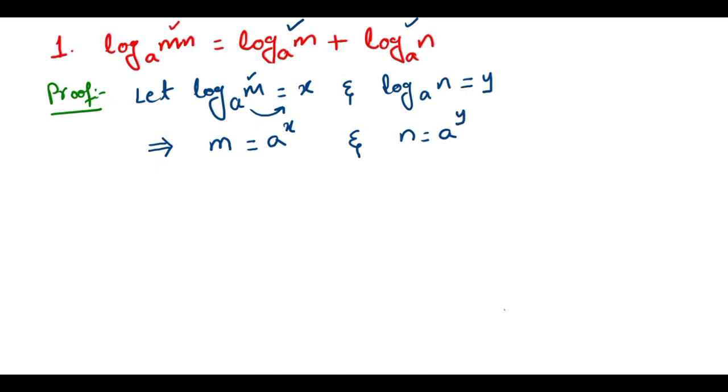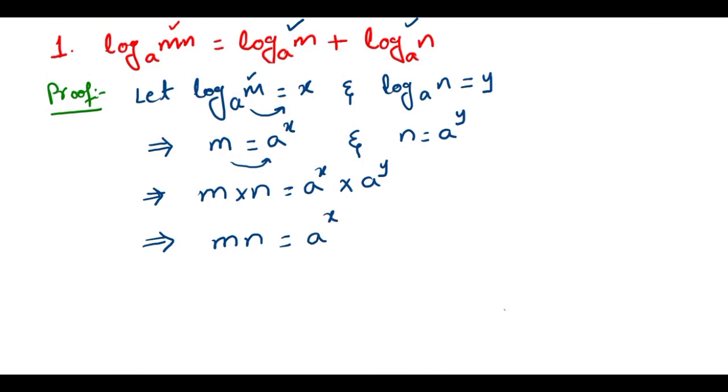Okay, then, so what we do now, we should multiply both. You can multiply m into n. In this case, observe here, m equal to a to the power of x into n equal to a to the power of y. Then m into n, that means mn equal to a power x into a power y, from exponential you know a power x plus y. So this is the laws of exponents.